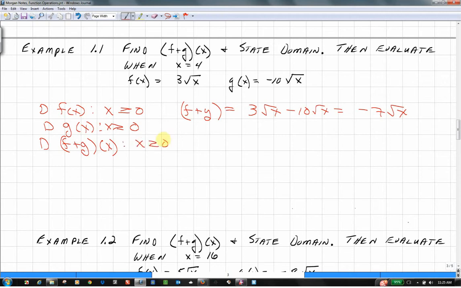The last part says let's evaluate it for when x is equal to 4. So let's go ahead and put 4 into this. We will write that f plus g evaluated at 4. So that would be negative 7 times the square root of 4. Negative 7 times 2 would be equal to negative 14.